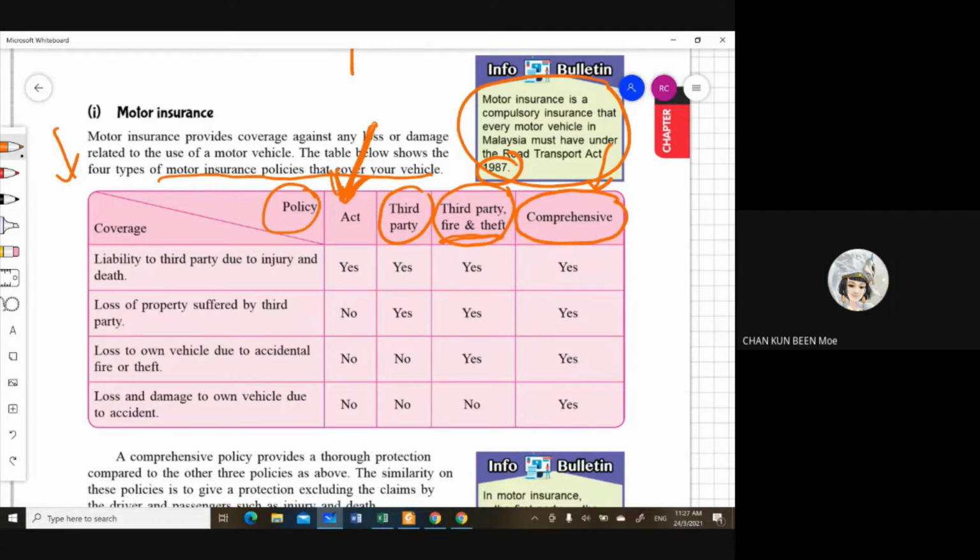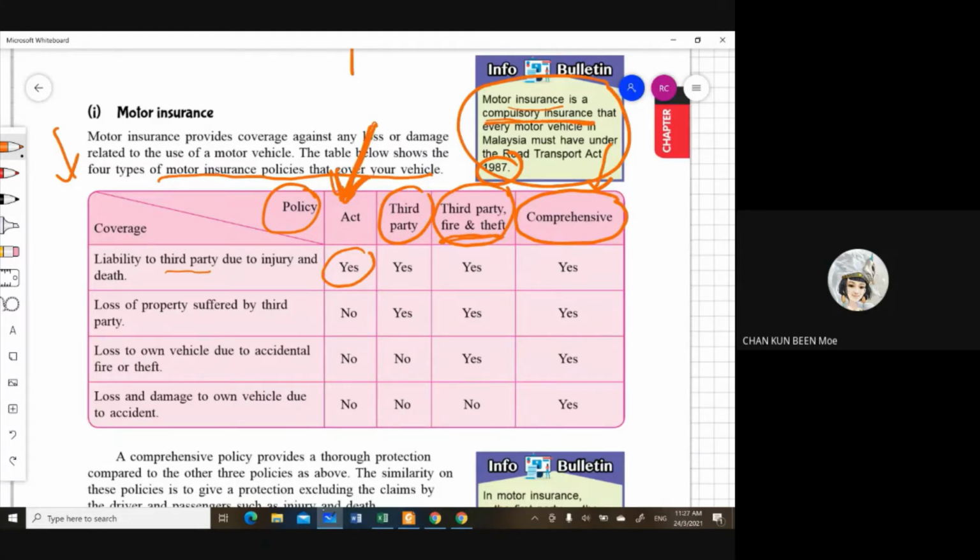So what is the coverage over here? You can see it only covers one thing, which is the liability to the third party due to injury and death. Okay, meaning that if you bump or collide into a third party, under the Act they are going to cover the injury and the death of the third party. That's why under motor insurance, the Road Transport Act makes the insurance compulsory.